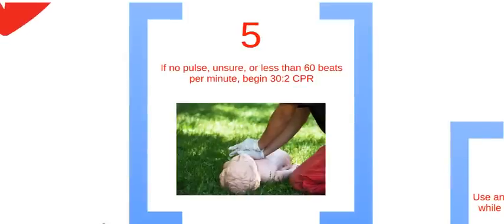Step 5. If there's no pulse, or you can't tell, begin CPR with a 30:2 compression to breath ratio. If the pulse is less than 60 beats per minute, still initiate CPR. Compression depth should be about a third of the chest, so for most children, this is about 2 inches.